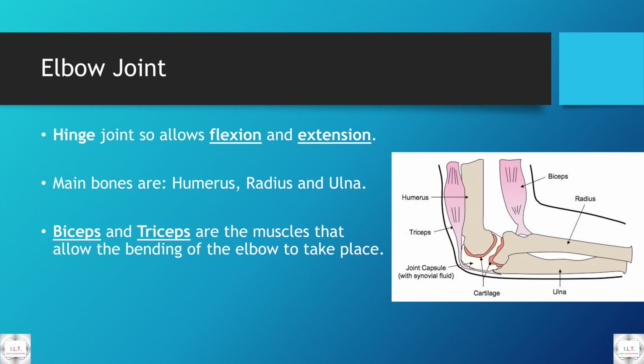Now, the main muscles that are involved in the bending of the elbow are the biceps and the triceps. It's really important for your revision that you remember that hinge joints only allow flexion and extension. They don't allow any other movements to take place.